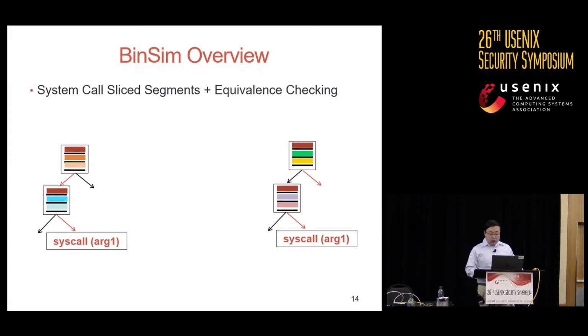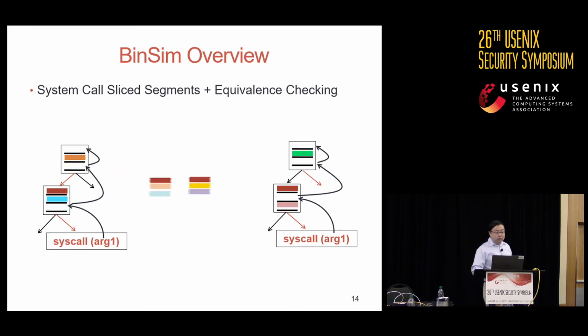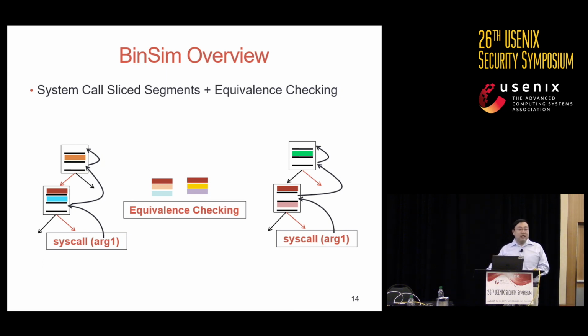BinSim leverages a novel concept we call system call slice segment and their equivalence checking. The high-level idea is we rely on system calls to slice out the related instructions that contribute to the value of a system call argument by following the control and data dependencies. And we will extract this instruction segment. After that, we will apply symbolic execution and a constraint solver to check the equivalence of this system call slice segment. This is a high-level idea of our BinSim approach.